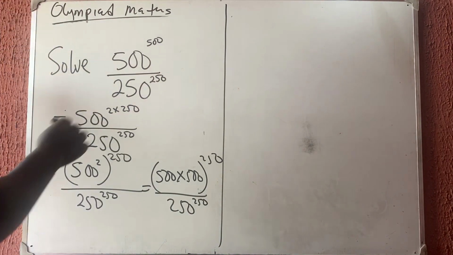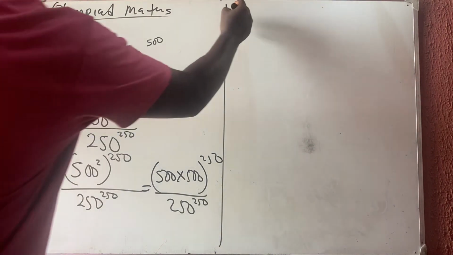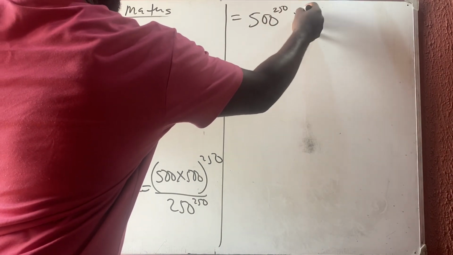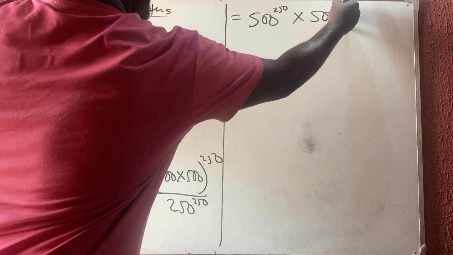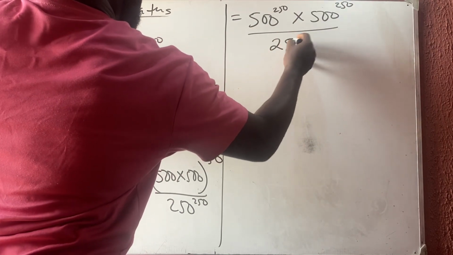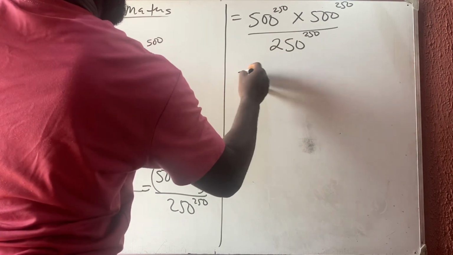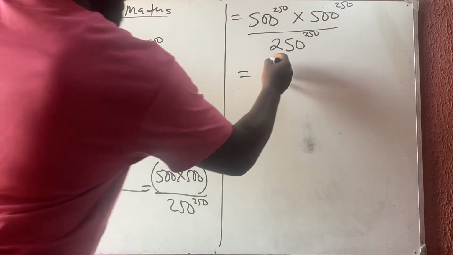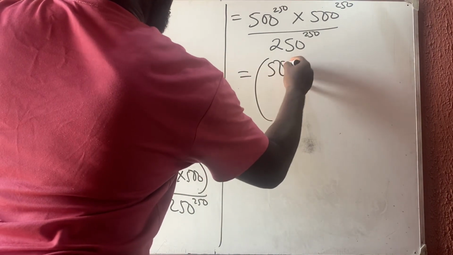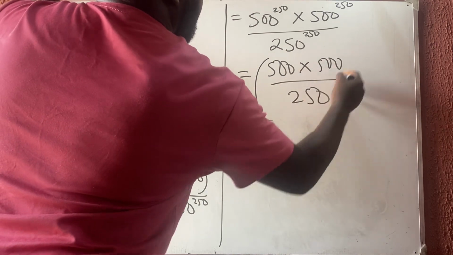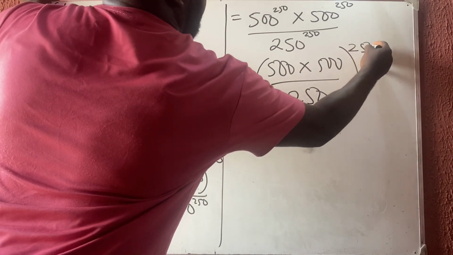Now, if I share this out, this is saying 500 raised to power 250 times 500 raised to power 250, all over 250 raised to power 250. If you look at this, everybody has 250, so this thing could be written as 500 times 500 divided by 250, then everything raised to power 250.